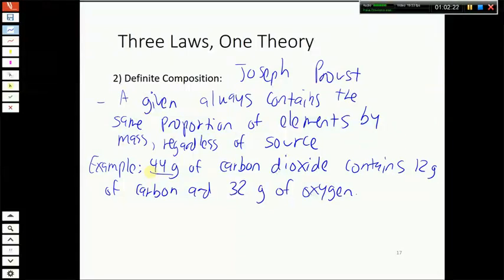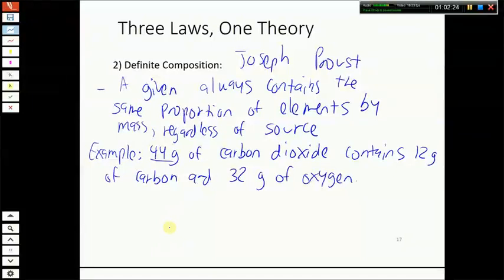And it's regardless of source. So whether we're talking about 44 grams of carbon dioxide that you guys breathe out as your hearts are racing trying to learn all this chemistry, or whether we're talking about 44 grams of carbon dioxide that bubbles out of the ocean from the ocean floor, and we collect the same, that's always going to have the same ratio of carbon and oxygen no matter where we get it from, or if it's carbon dioxide that we form by burning something in a fire. So really, no matter where we get carbon dioxide from, if we have 44 grams, it's going to have 12 grams of carbon, 32 grams of oxygen, that exact amount.